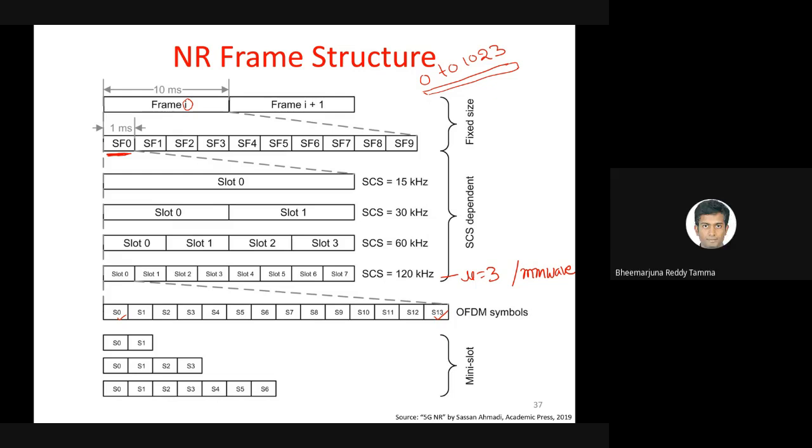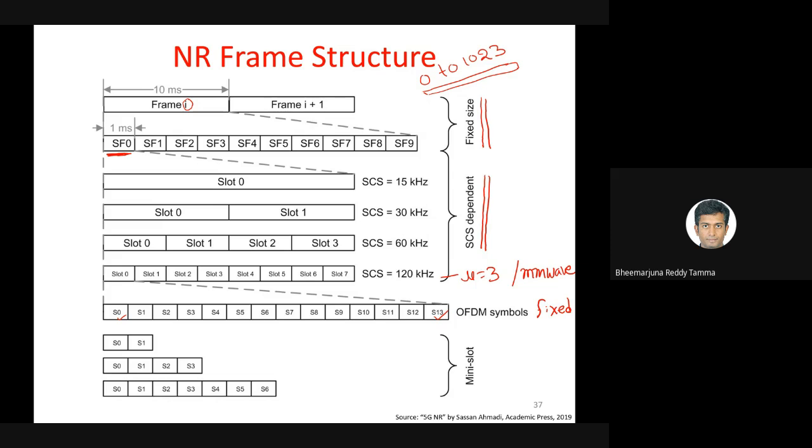Yes, sir. And also look at these points. This structure of a frame containing 10 subframes is fixed. It is numerology independent. And the subcarrier spacing and the number of slots that you can get in a given subframe is highly sensitive to the subcarrier spacing, or the numerology that you use. And also finally, if you look inside a slot, the number of symbols that you have are also fixed.